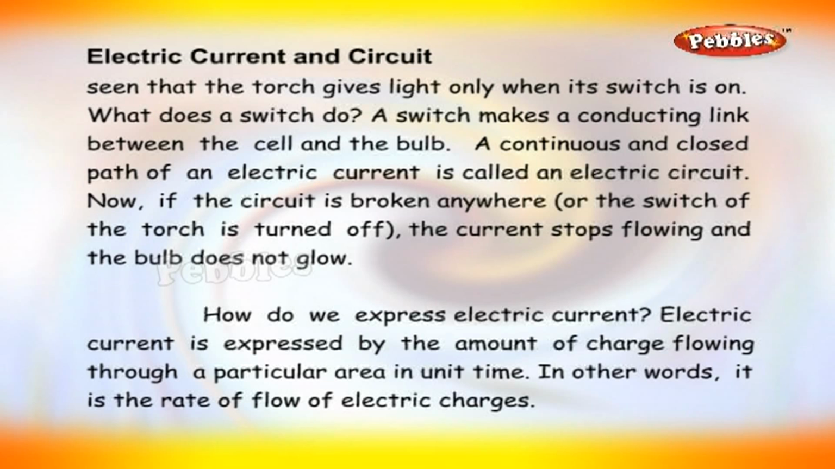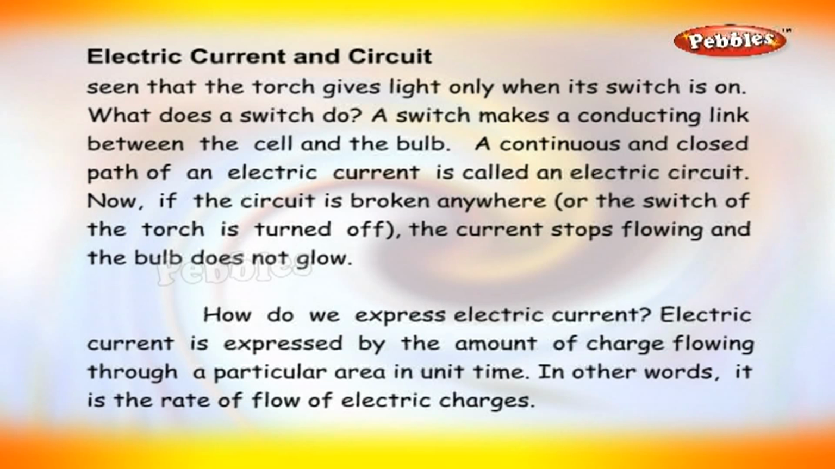What does a switch do? A switch makes a conducting link between the cell and the bulb. A continuous and closed path of an electric current is called an electric circuit. Now, if the circuit is broken anywhere, the current stops flowing and the bulb does not glow.